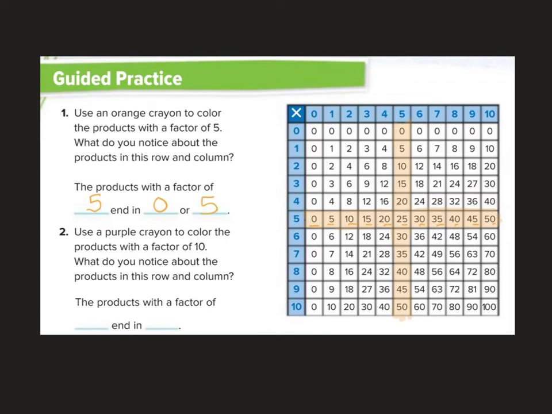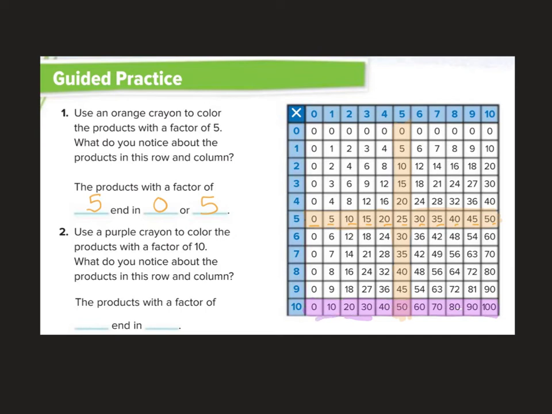Now they need me to use a purple crayon. Man, they're really making me test out my colors here. I need to use a purple crayon or highlighter to color the factors with a product of 10. 10, 10, 10, 10, 10, 10, 10. I'm just going to do one because we know that they're the same, right?